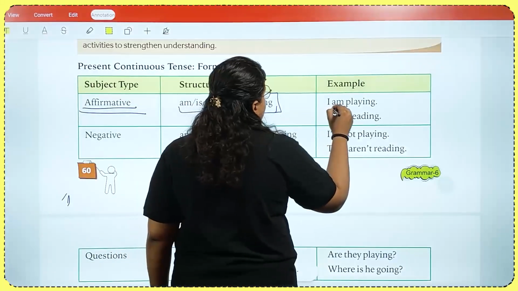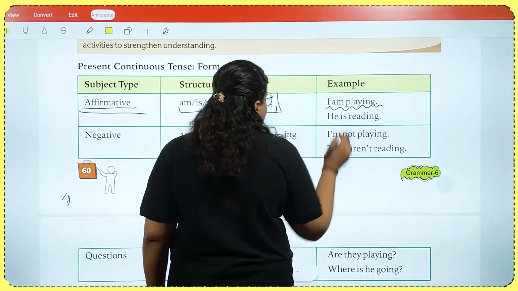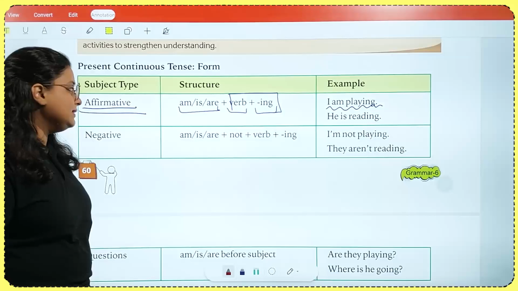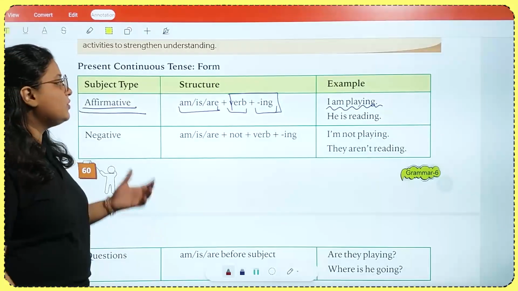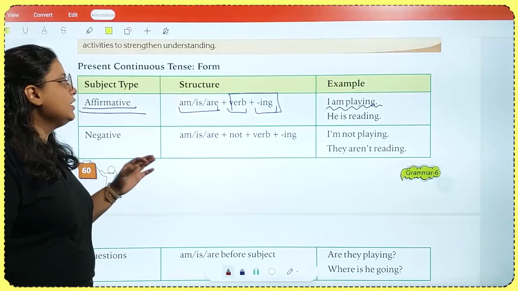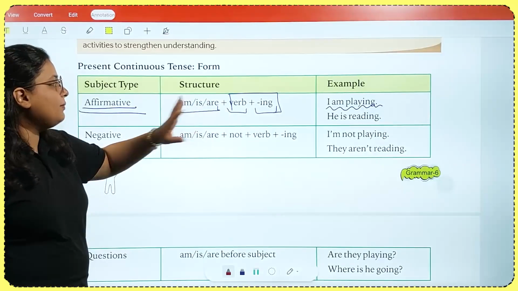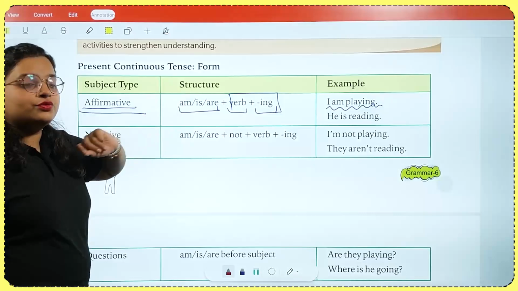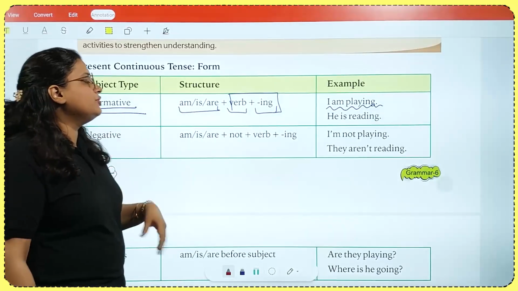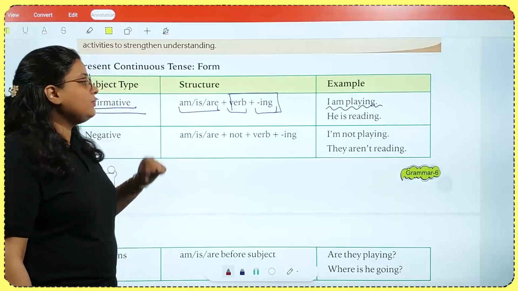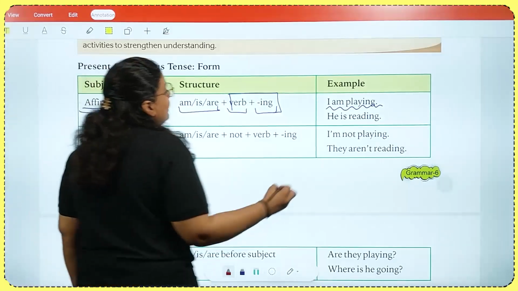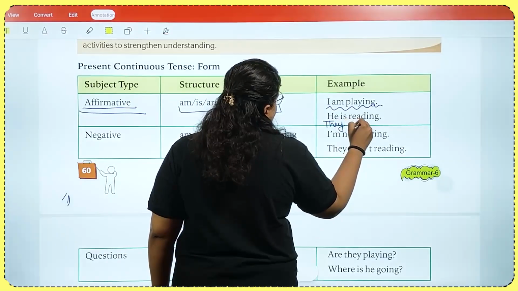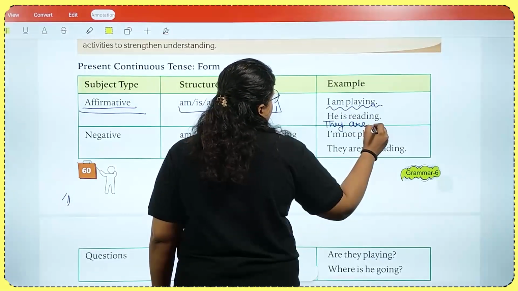I am playing. So this is an affirmative sentence. You are sure about this sentence. He is reading. पढ़ रहा है is also an affirmative sentence. So we used one of is, am, are according to the subject. If I is the subject, we use am. If he is the subject, we use is. If it was related to they, so we would have written they are. Okay, they are reading.